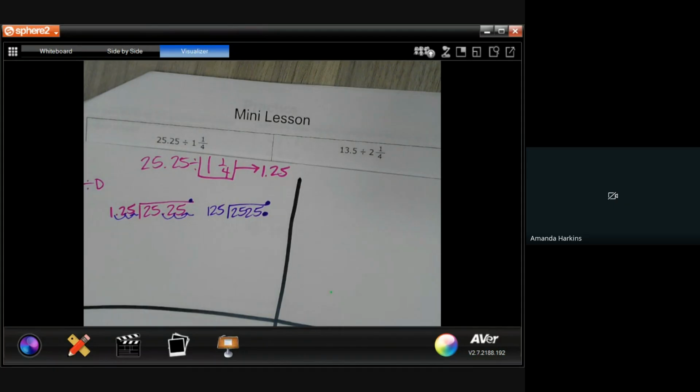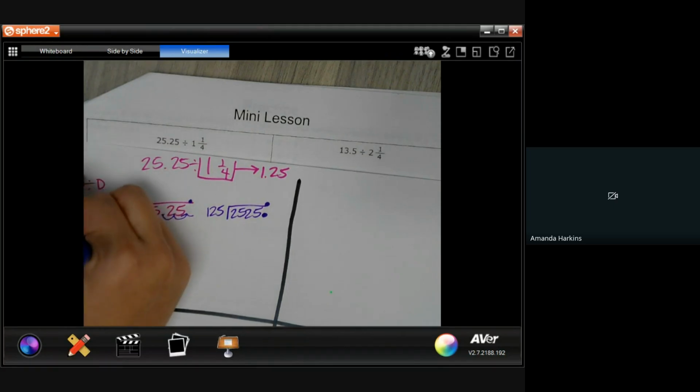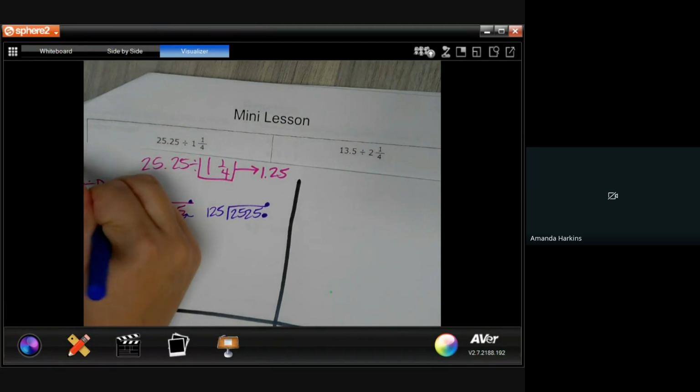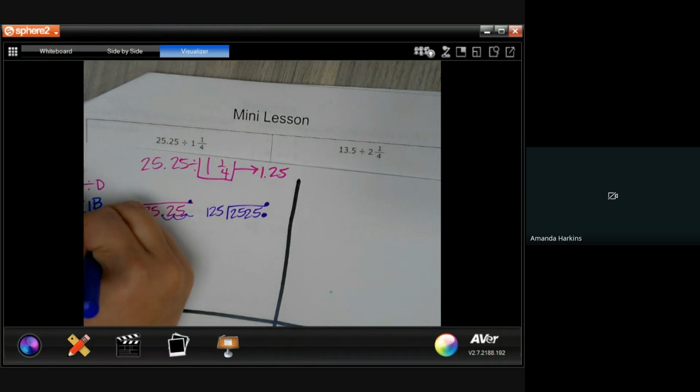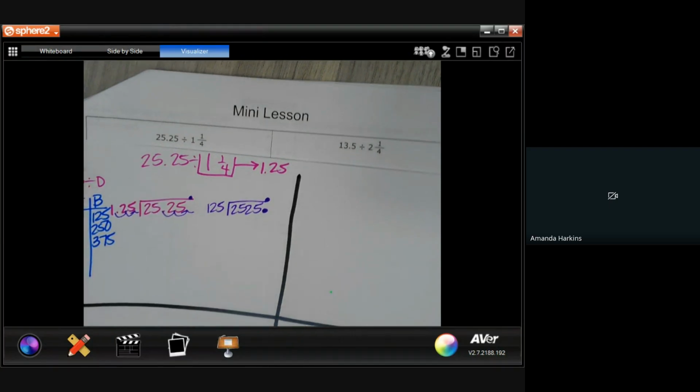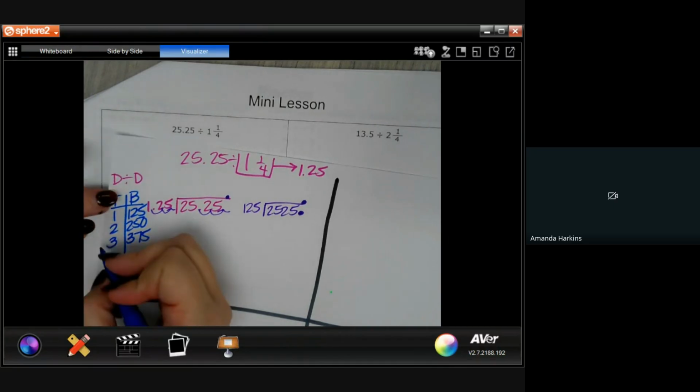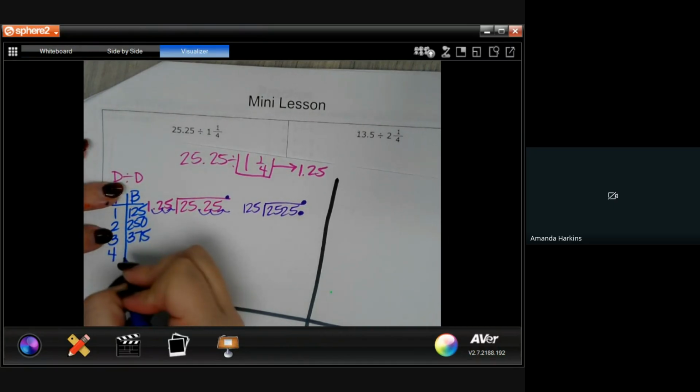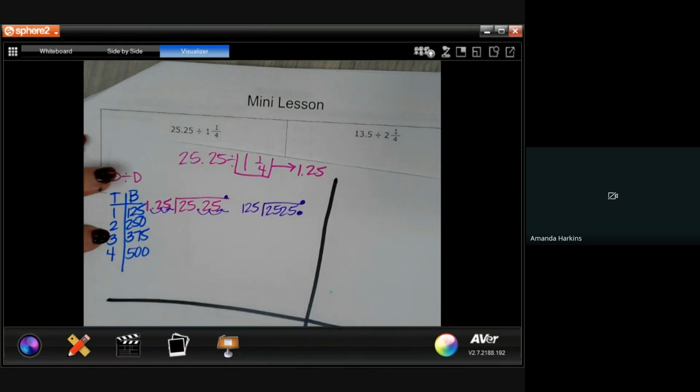Now, I am going to be completely honest. I do not know my 125s by heart, so I'm going to go ahead and make a top and bottom chart. So one of them would be 125. Two of them would be 250. Three of them would be 375. Again, I'm just using repeated addition. And then four of them would be 500. But let's go ahead and start solving to see.